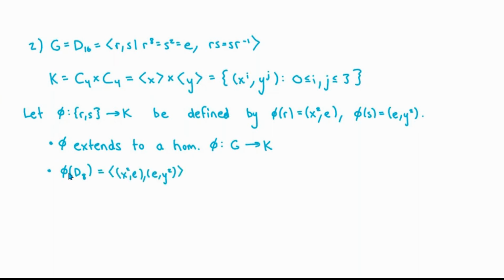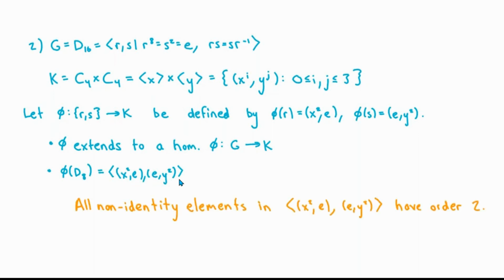Next, since the domain is generated by R and S, it's not difficult to see that the range of the map phi is going to be generated by the images of these elements. And it's also not difficult to see that the group on the right here is a group of order 4 in which every non-identity element has order 2. So of course that means it's isomorphic to the Klein 4 group.